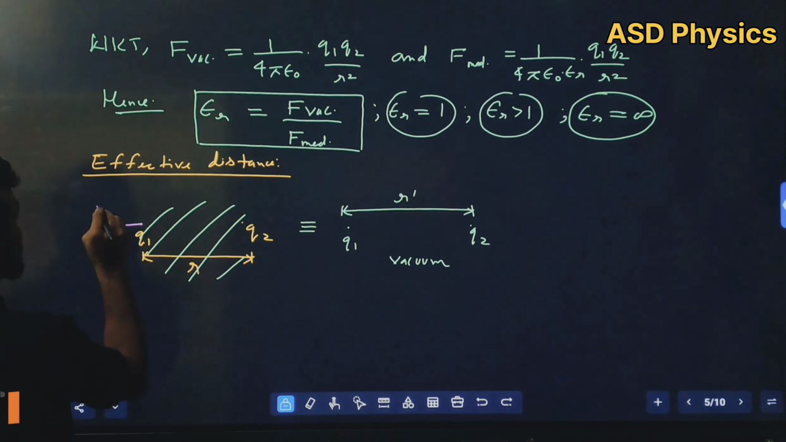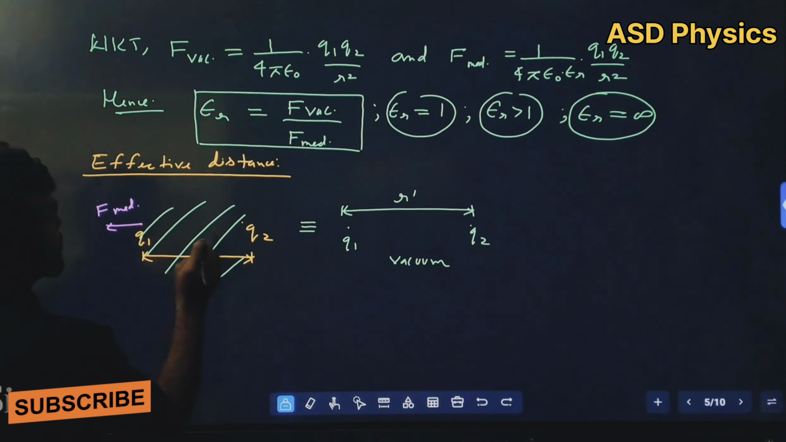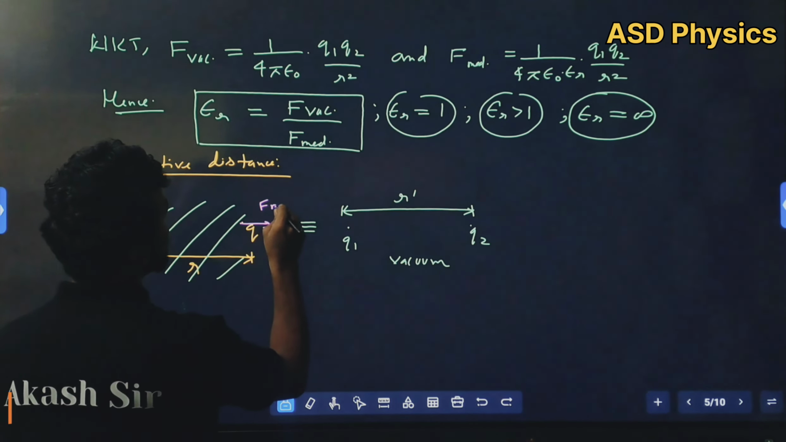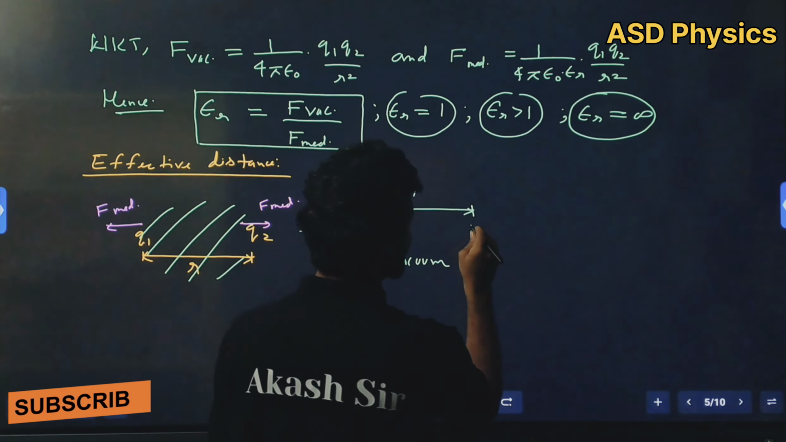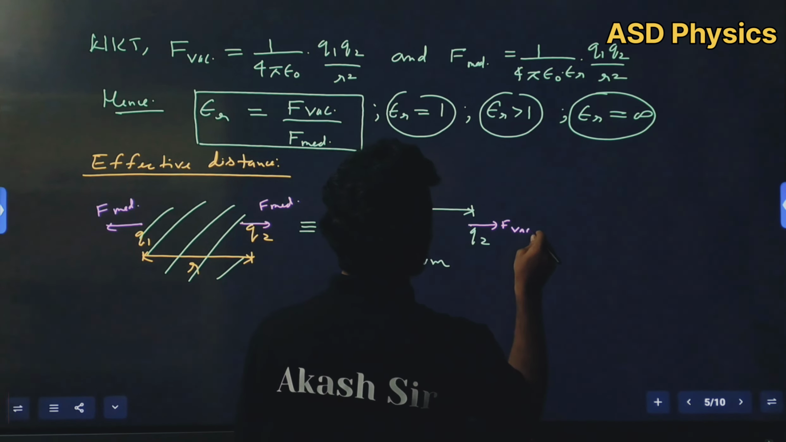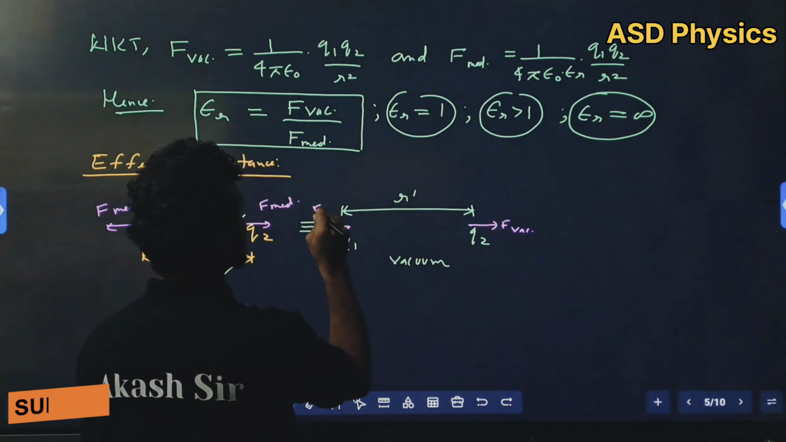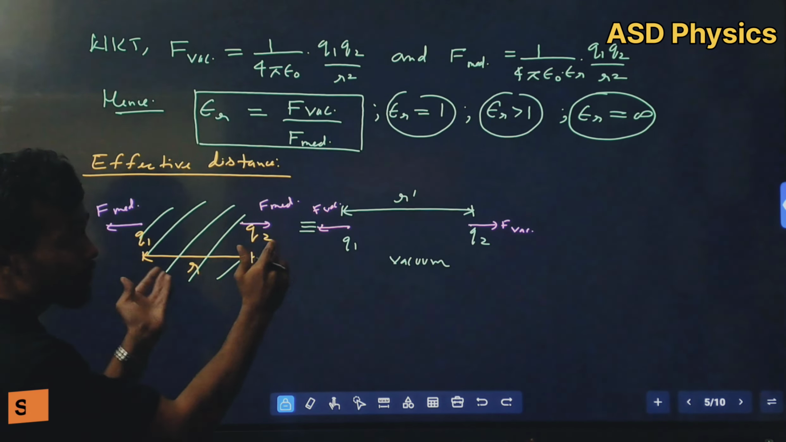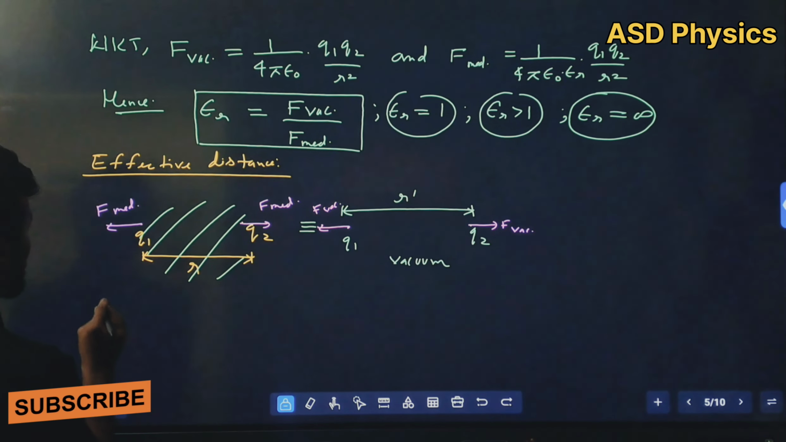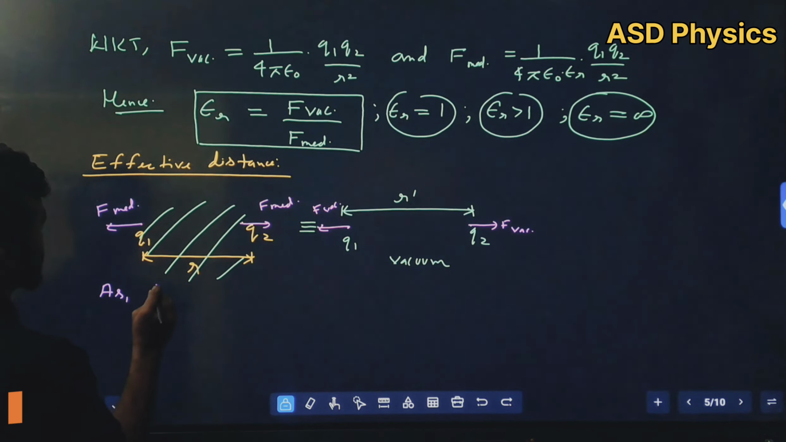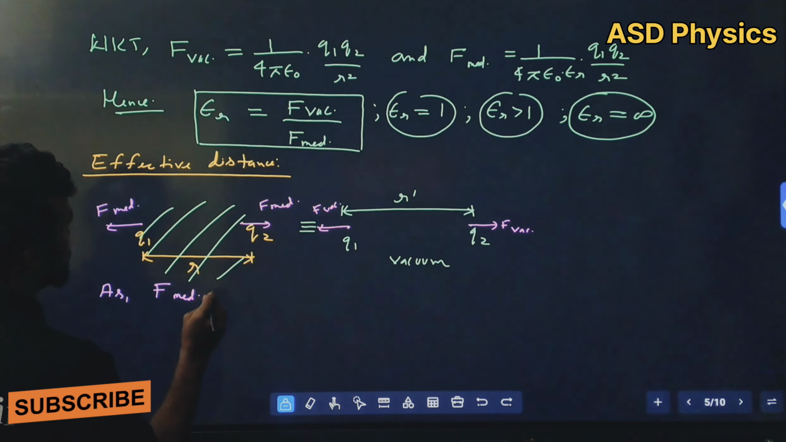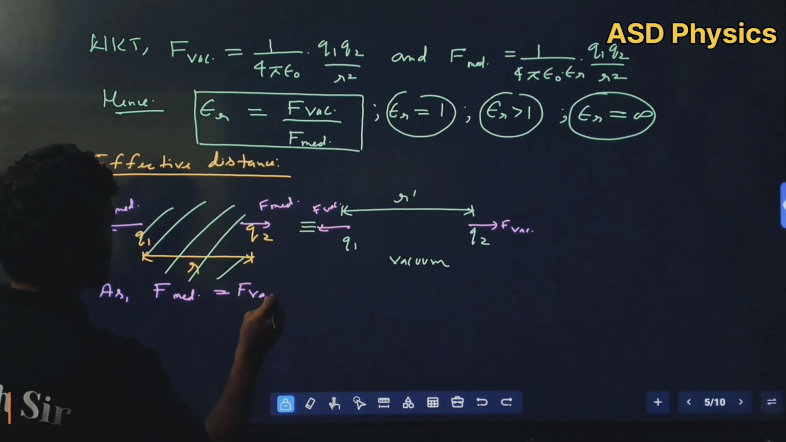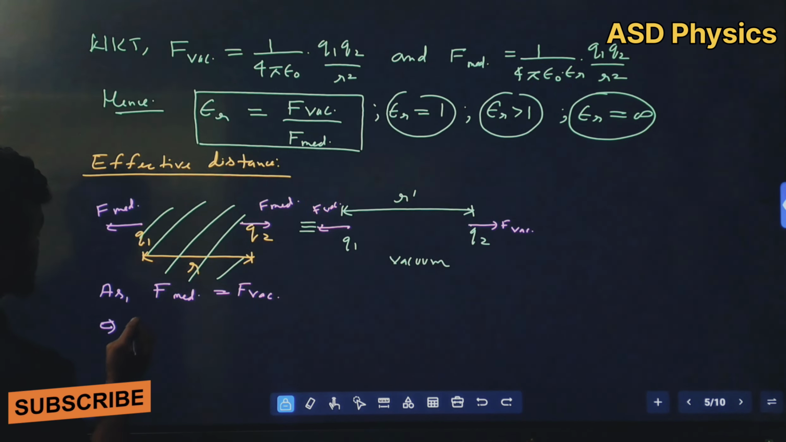So see here please, this is F medium. Here also what is present, students? F medium. But in this situation, F vacuum, and in this situation F vacuum. So for this effective distance, both the forces we have to make equal. So here F medium is equal to F vacuum.